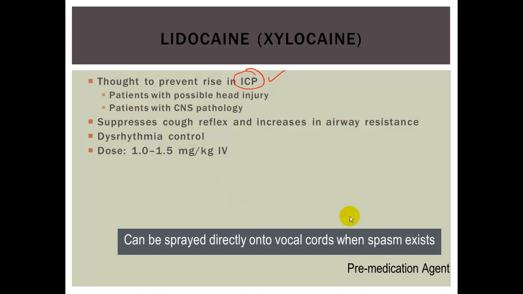Can be sprayed directly on the vocal cords when spasm exists. If the patient is having a laryngeal spasm, lidocaine in an autoject version, or the kind that we would normally give in a full arrest, can be sprayed directly onto the vocal cords. This is going to stop them from spasming. One more additional thing on lidocaine: if you have viscous lidocaine and use it as a lubricant for your tube, that will do the same thing for the laryngeal spasm.